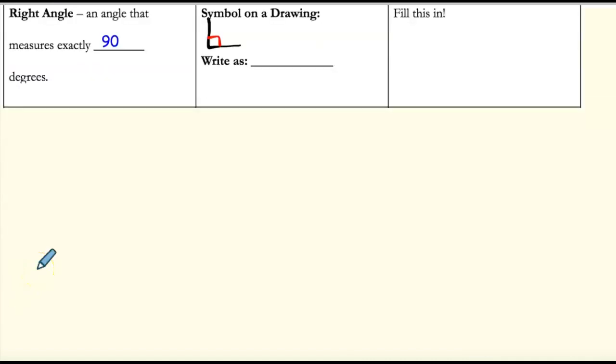So when we talk about a right angle, there's this symbol that we typically use right here, and it makes a square in the corner, and we would just write it as a little square in the corner. And then I have the picture already there.